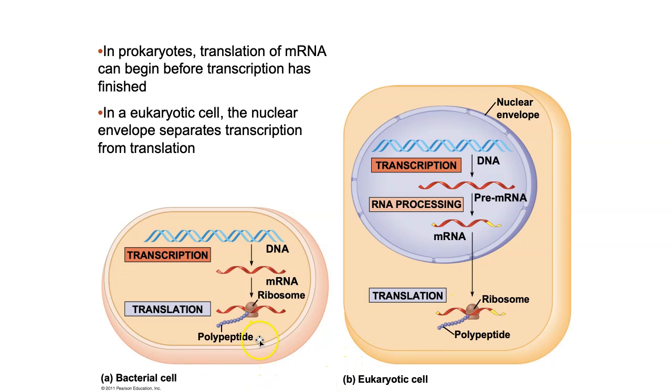It's a little bit different if you don't have a nucleus, as in this bacterial cell here. So it says in prokaryotic cells, translation of mRNA can begin before transcription is finished. So these two processes can occur at the same time. This is not the case for eukaryotic cells because of their separation of those two stages.